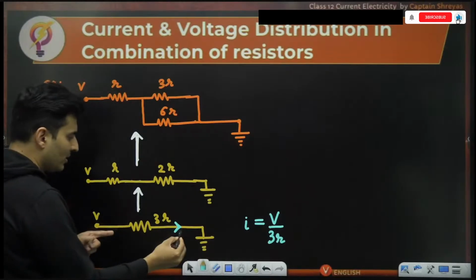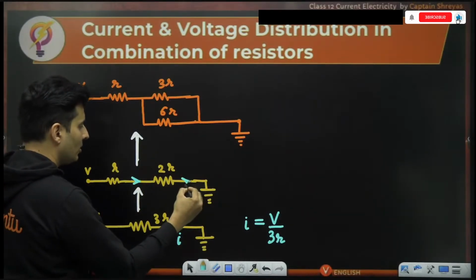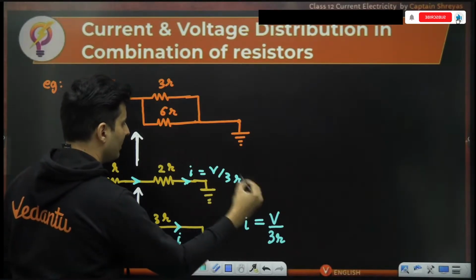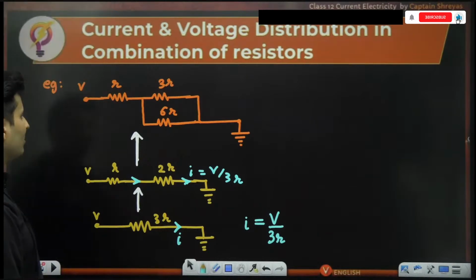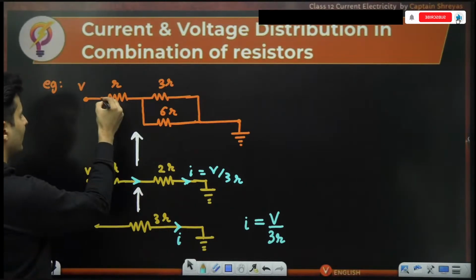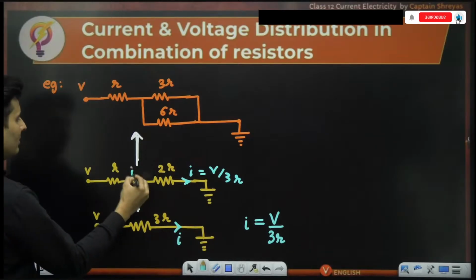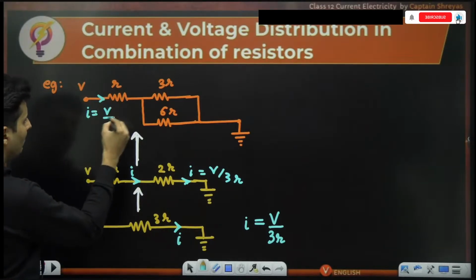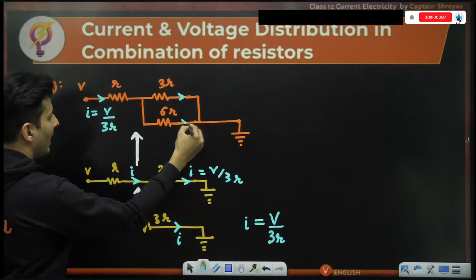Just start going reverse. See, if this was the current here, in series, the current is always the same. So both of them should have the same current. So current will be obviously V divided by 3R. Now go further, you will start saying, okay, whatever current is there over here will be the same. So this current will still be V by 3R, but this current will get distributed here and here.